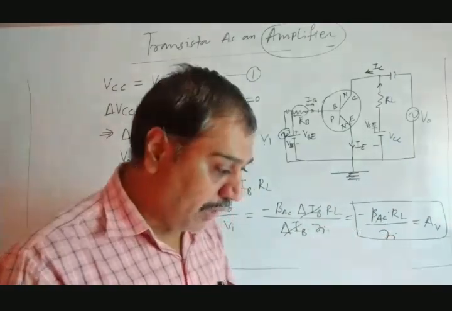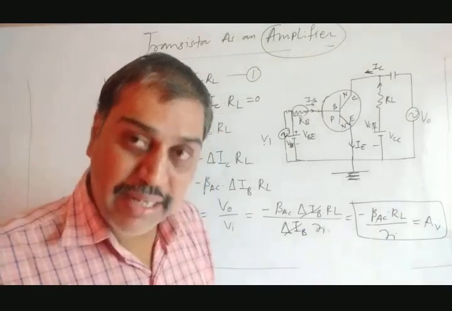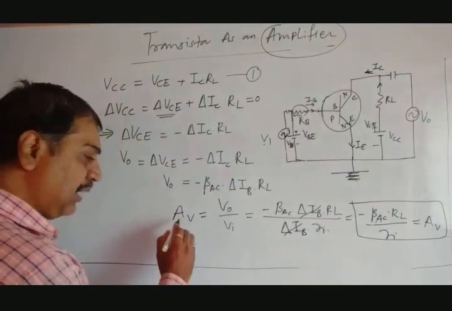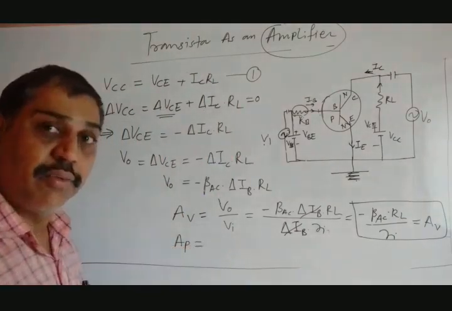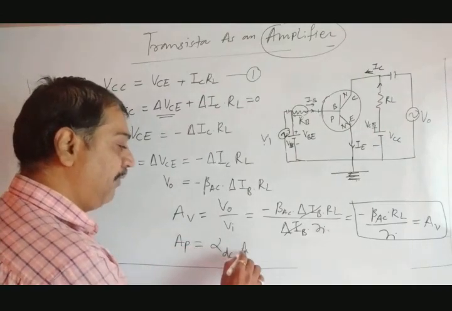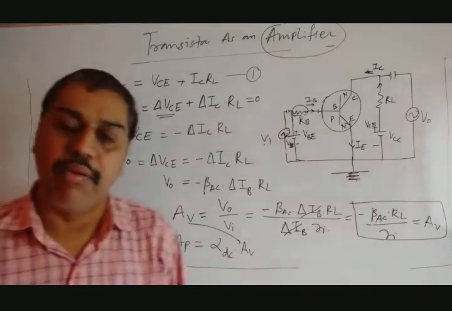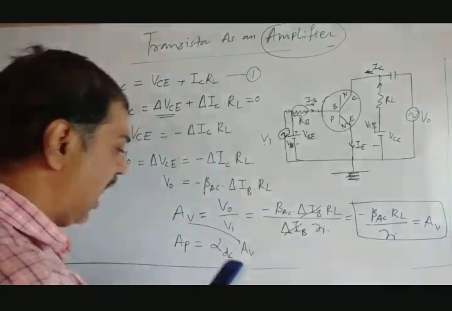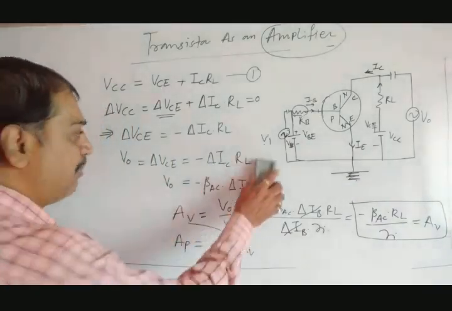Apart from this, we can find out the power gain also. What exactly is power gain? It can be represented by AP. AV is voltage gain, AP is power gain, and it is equal to alpha DC into AV. AV means this voltage gain. That will give the power gain of the common emitter amplifier. Again, I would like to make one point clear. As we have seen, the output is negative of the input. What does that mean? We'll see.